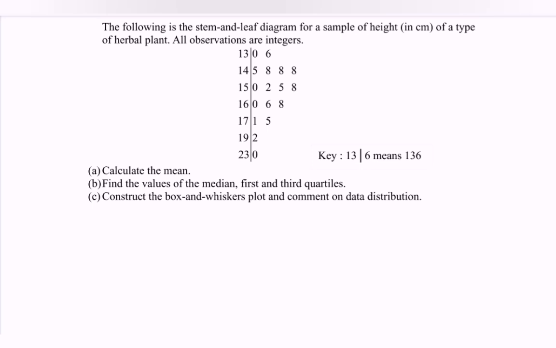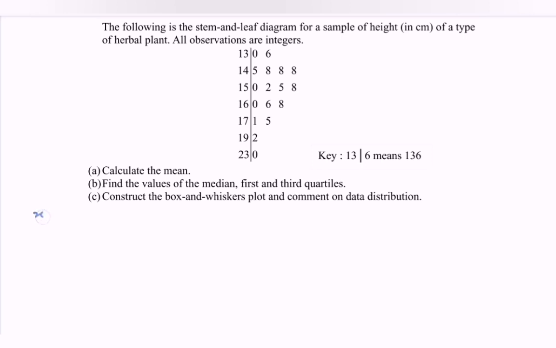Hello everyone, in this video I'm going to discuss the example for data descriptive for the ungrouped data. The following is the stem and leaf diagram for a sample of height in centimeter of a type of herbs plant. All observations are integer. So here we have the situation, stem and leaf. So calculate the mean.